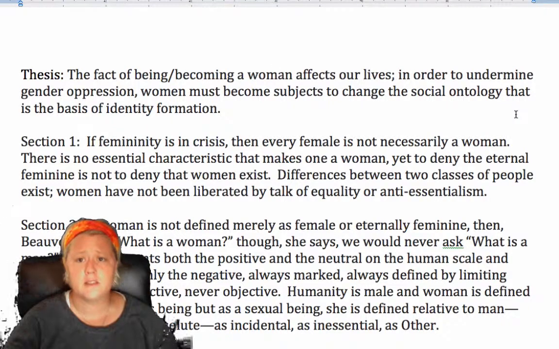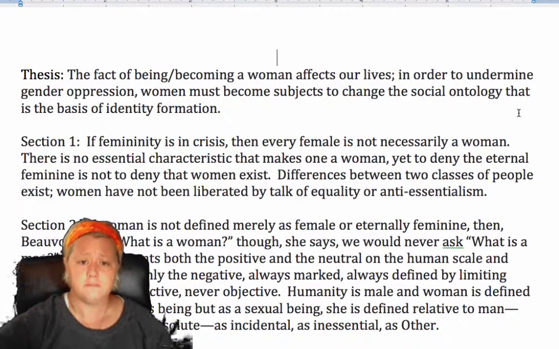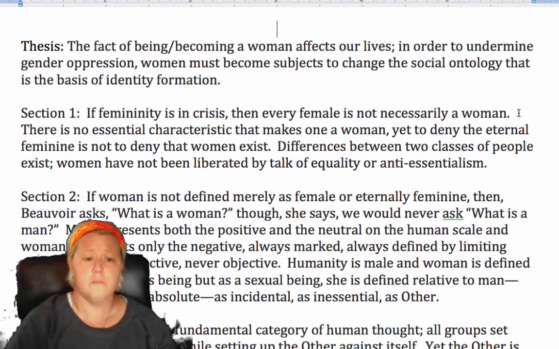So let's run down through each of these sections, and again, we'll go into this a little bit more deeply in the next part. In the first section, Beauvoir argues that if femininity is in crisis, which was the talk of the day in the 50s, then every female is not necessarily a woman. There's no essential characteristic that makes someone a woman. Yet, to deny the eternal feminine is not to deny that women exist.